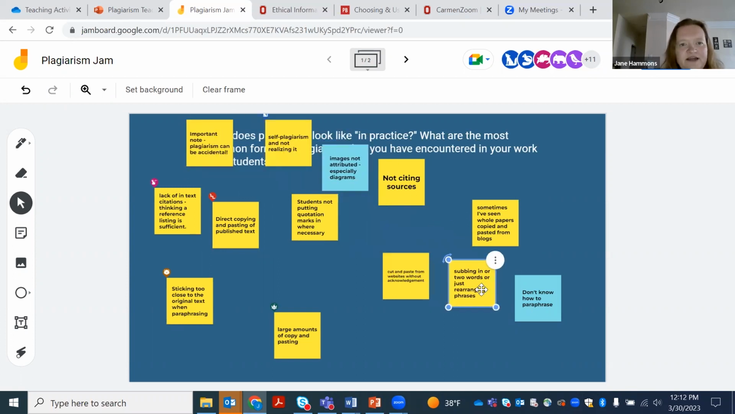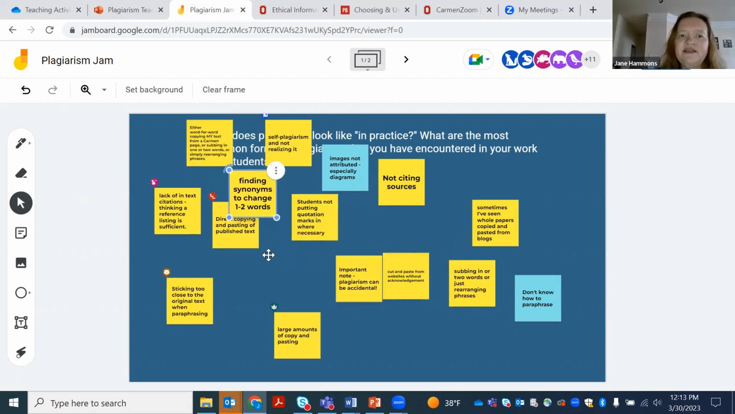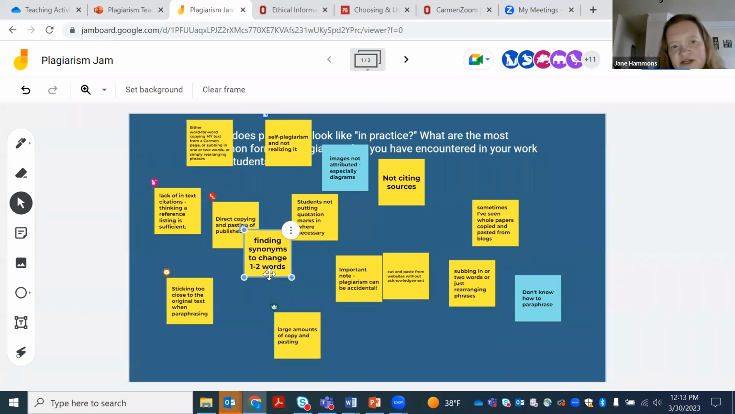So again, yeah, paraphrasing, self-plagiarism. Yes, that's a good one to mention as well. Synonyms. So I think we're seeing a lot of different forms. There's the copy paste version of plagiarism. There's the paraphrasing version of plagiarism where students think that they're making enough changes, but they're really not. Self-plagiarism. Including a citation list, but not including the in-text citation. So not recognizing all aspects of citing those sources.